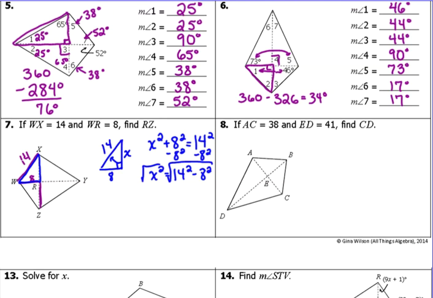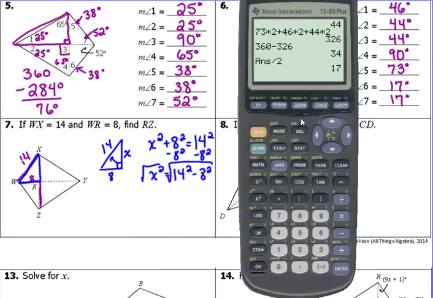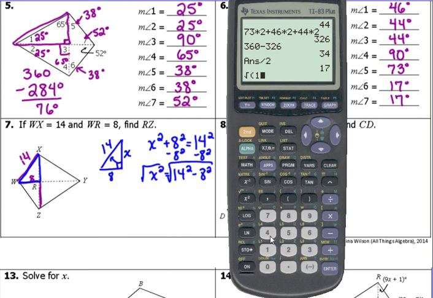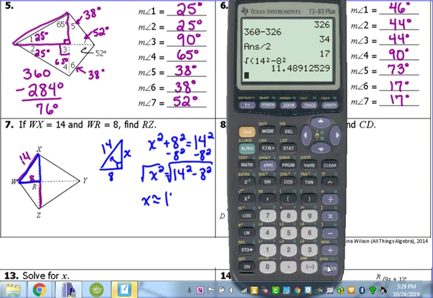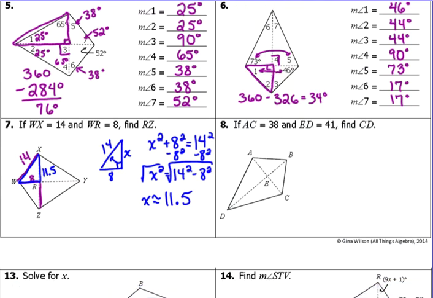Square root both sides. So we get that x is equal to approximately 11.5. So that's right here. RZ, that diagonal is cut in half. Okay, now the long one from W to Y is not cut in half, and it's pretty clear in the picture. But the short one from X to Z is cut in half. So RZ is equal to, well, approximately 11.5 because we rounded.